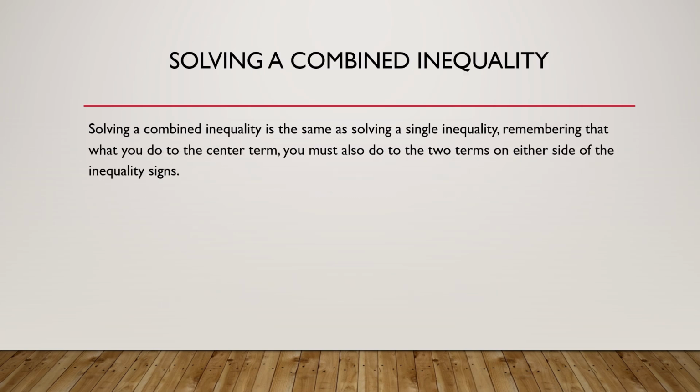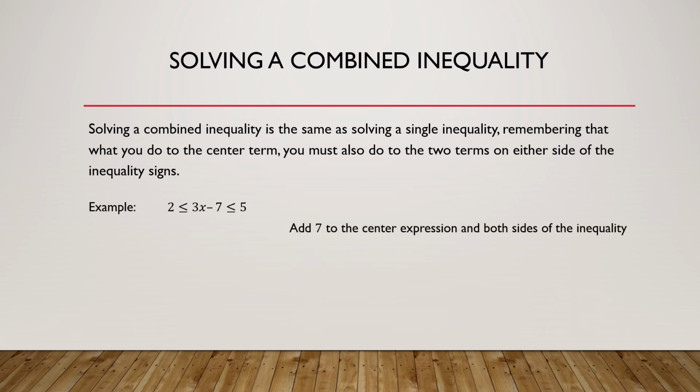Solving a combined inequality is the same as solving a single inequality, remembering that what you do to the center term, you must also do to the two terms on either side of the inequality signs. In this example, we start with 2 is less than or equal to 3x minus 7 is less than or equal to 5. When we add 7 to the center, we must also add it to the 2 and the 5. The same is true for the division operation.